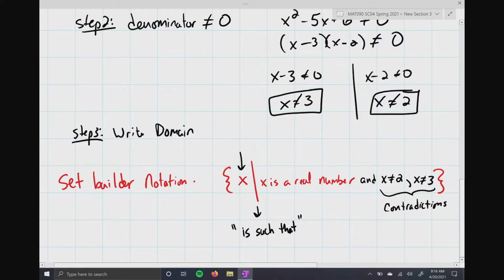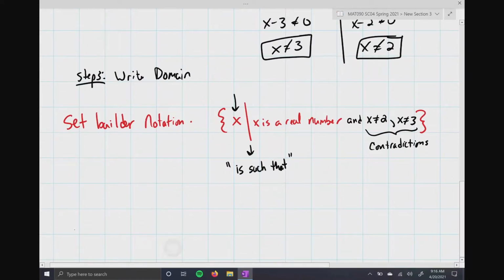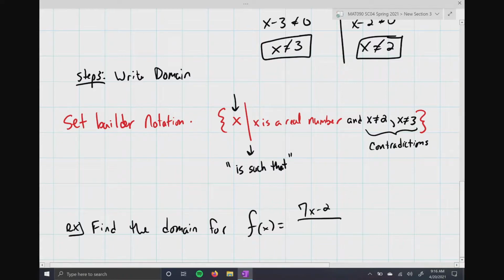Okay, so I'm going to give you one to do now. Find a domain for f of x equals 7x minus 2, all divided by x squared minus 2x minus 15.